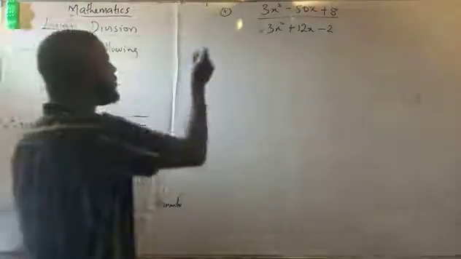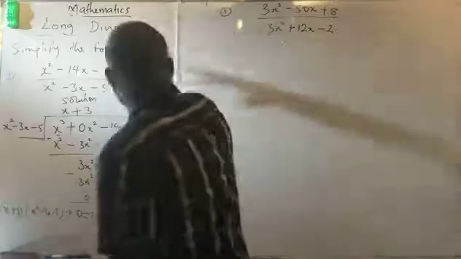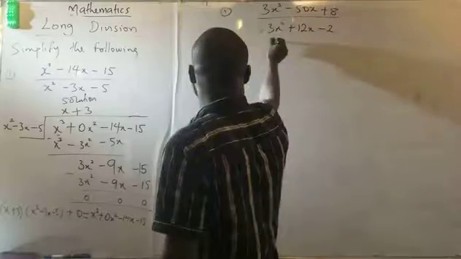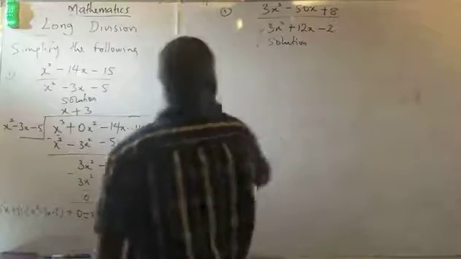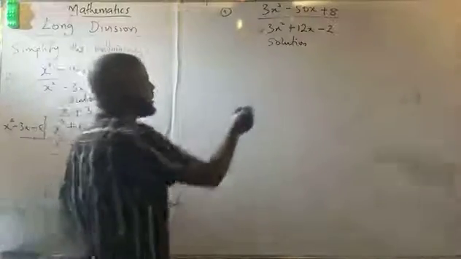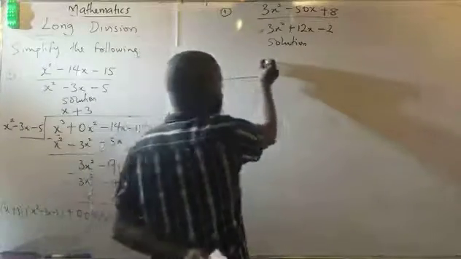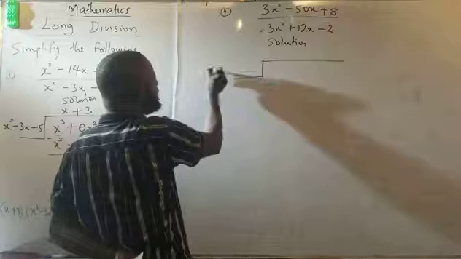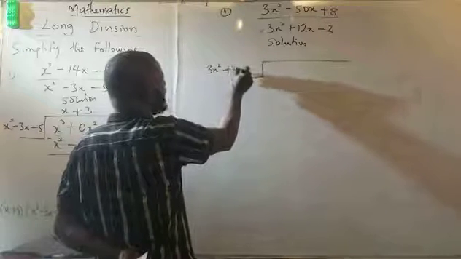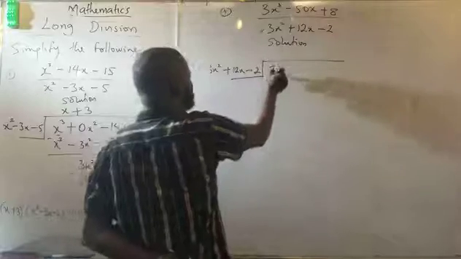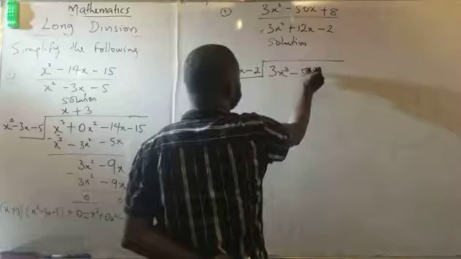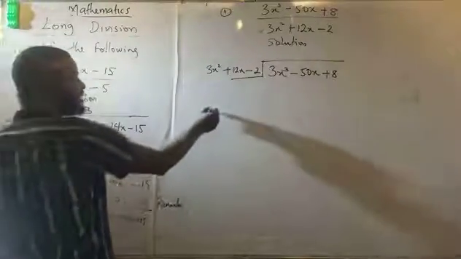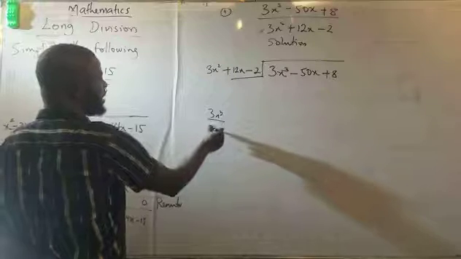Yes, let me solve this also, because there is a difference between this and this, due to what? Due to there is a coefficient of the highest power here. Now, solution to this problem. I'll go on the same way. I'm just working on ordinary long division, only long division. My divisor will be what? 3x squared plus 12x minus 2. My dividend will be x cubed minus 50x plus 8. Now, let me operate. Now, I'll be having x cubed divided by 3x squared.